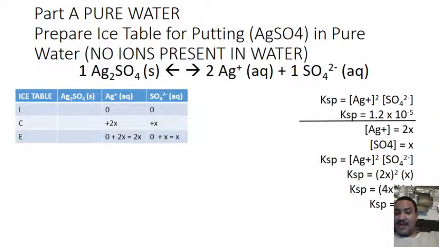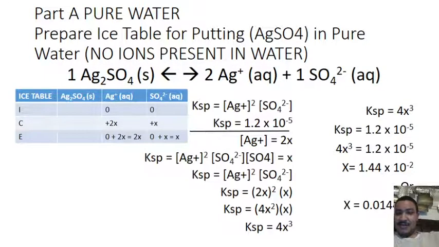But we know that the KSP is equal to 1.2 times 10 to the minus 5. So continuing with solving this problem, we now know that 4x cubed is equal to 1.2 times 10 to the minus 5. And solving for x, we just have to divide by 4 and take the cube root. And the cube root gives x equal to 1.44 times 10 to the minus 2. Or, in your calculators, you would get 0.0144 molar.